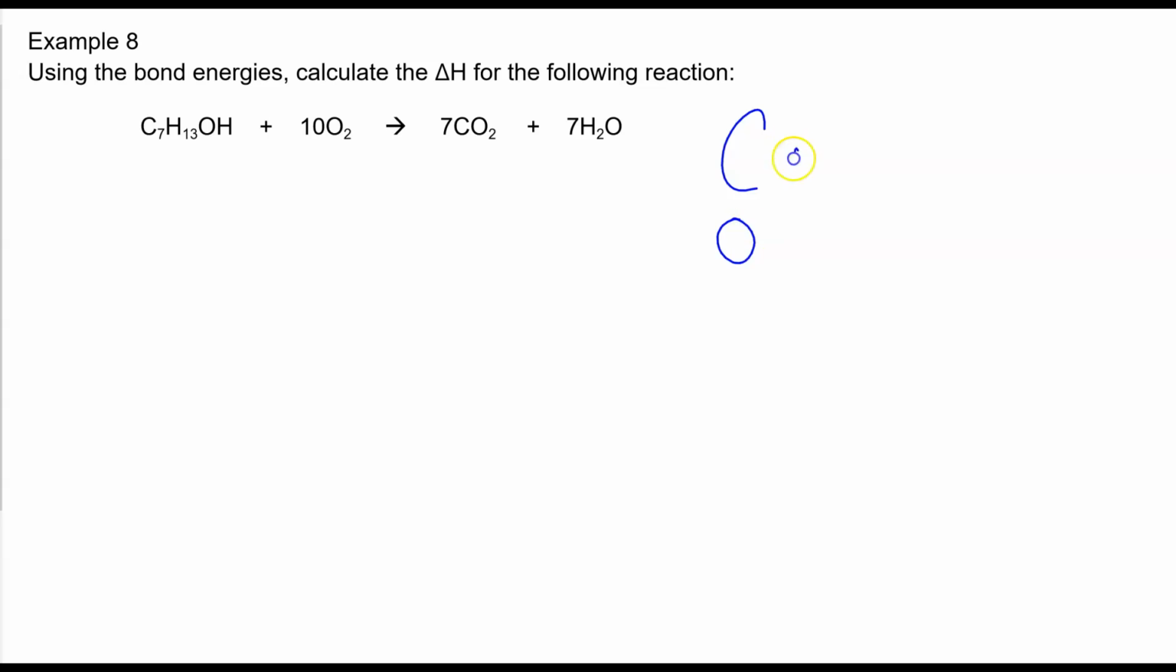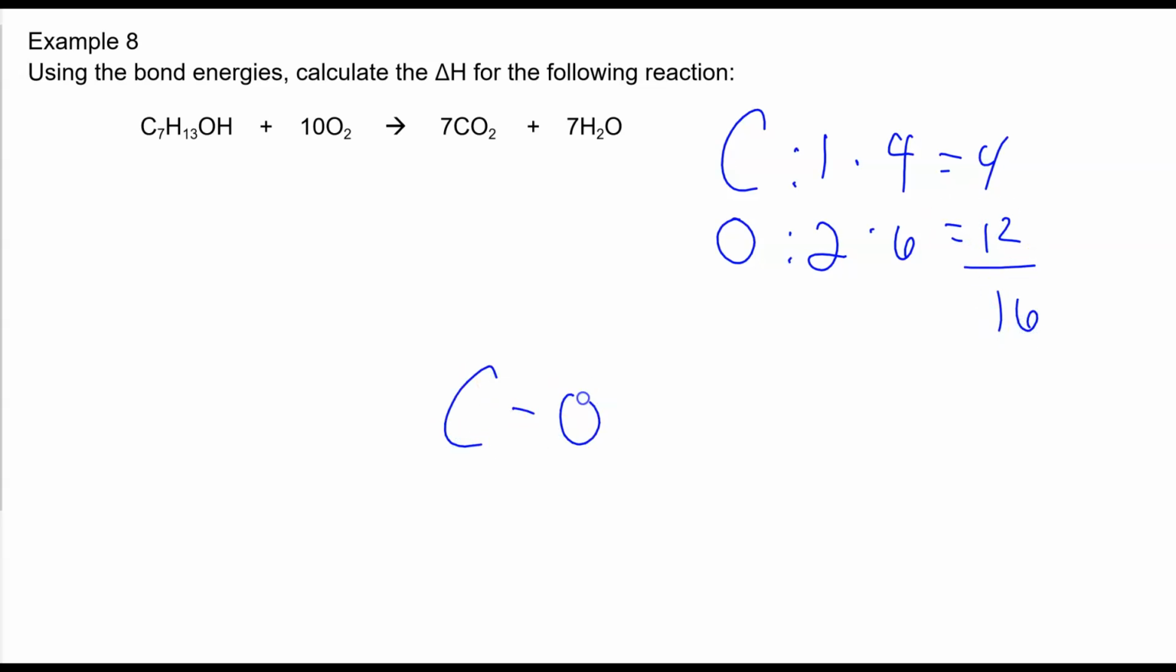So we have C and we have O. We have 1 C, we have 2 O's. This is in family 4. This is in family 6. So 4, 12. So we have 16. So we're going to attach each of the oxygens to the carbon.